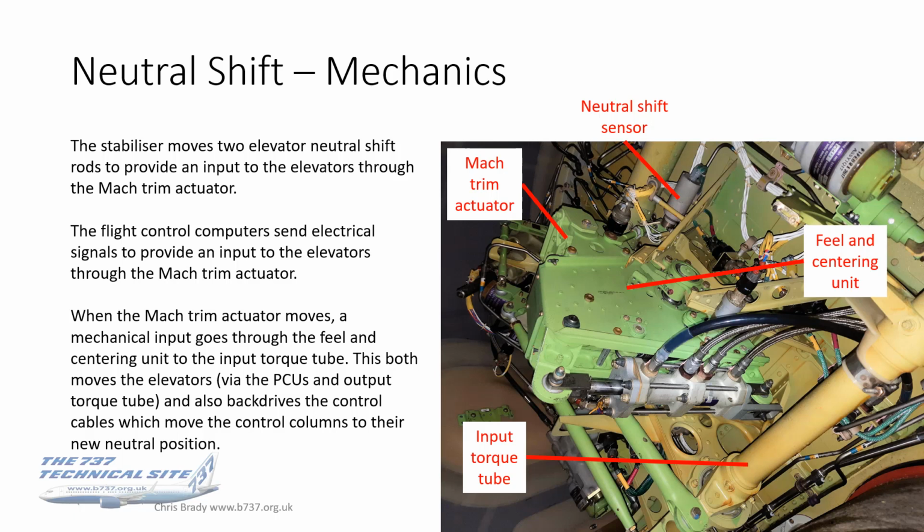The flight control computers send electrical signals to provide input to the elevators also through the Mach trim actuator. When that Mach trim actuator moves, a mechanical input goes through the feel and centering unit to the input torque tube. This, through the PCUs, and the output torque tube will move the elevators, and through the input torque tube and the control cables will move the control columns to the new neutral position. So the elevators will move, and your control columns will move. So everything's in harmony. You can see what's happening, as per the demonstration on that previous video.